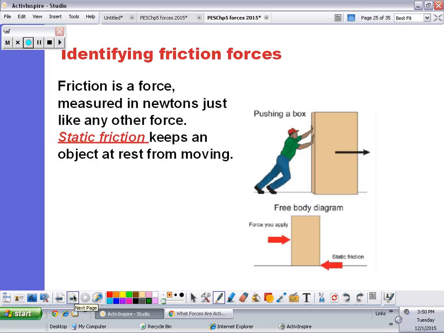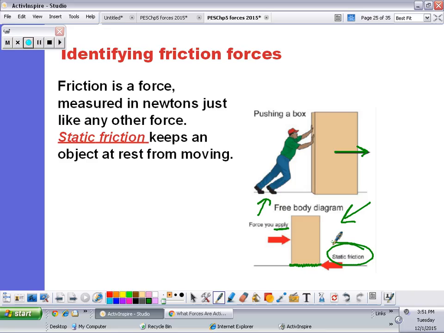Friction is a force measured in newtons just like any other force. Static friction keeps an object at rest from moving. So here we have a free body diagram showing what this is above. So the guy's pushing the box to the right. The force you apply is what the guy's pushing against the box. But between the box and the ground is static friction. It is resisting. It's trying to prevent it. So what this guy's force has to do is overcome that static friction in order for that box to move.